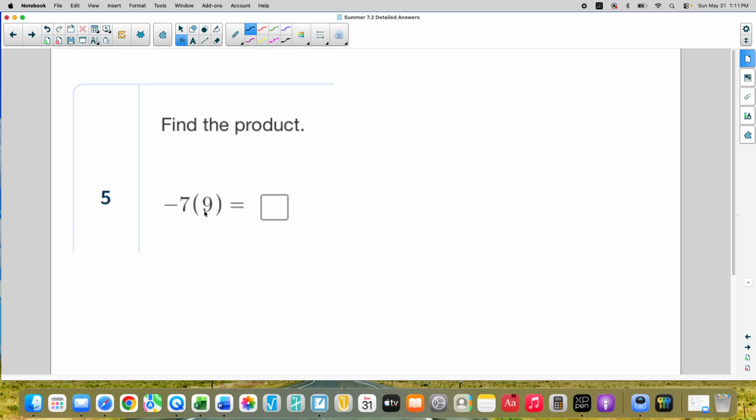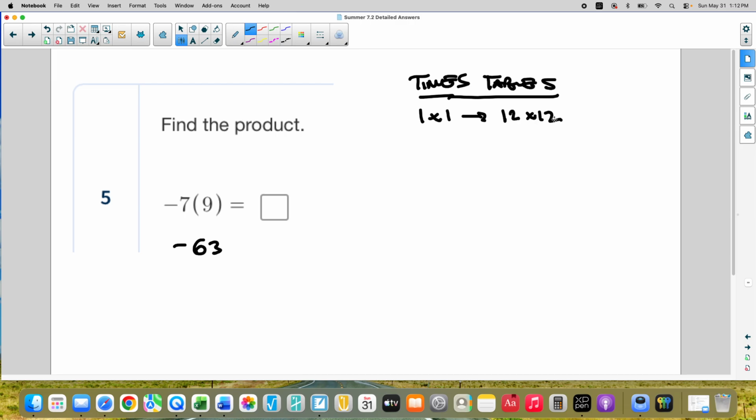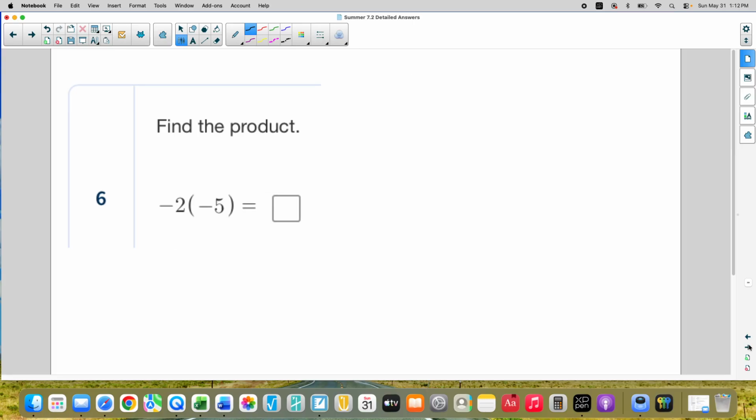We have a negative times a positive, which gives us a negative. 7 times 9 is 63. We should know our times tables, all the way up from 1 times 1 to 12 times 12. We should be proficient at that, and we shouldn't have to require a calculator.